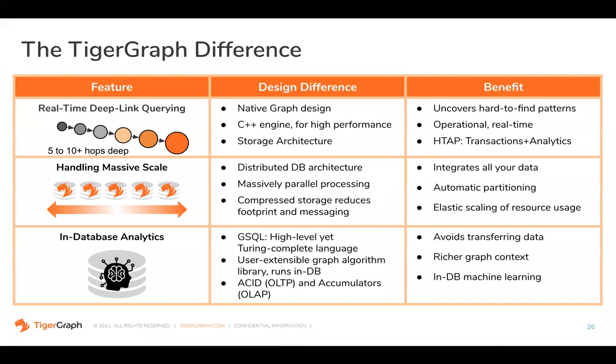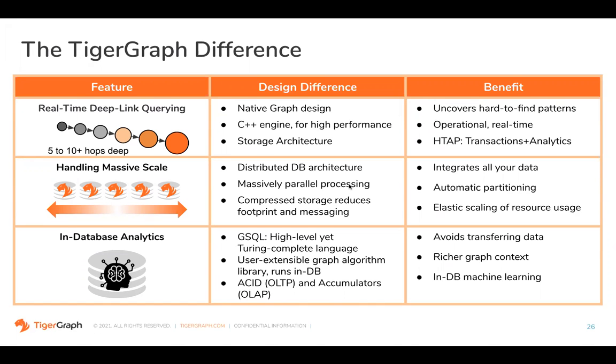So lastly, I gotta wrap up. I've reached my 30-minute limit. So why are analytical graph databases, and why is TigerGraph in particular, suitable for this sort of machine learning AI workload? It's the performance characteristics which you get from the real-time deep link querying and the ability to handle massive scale, because we're talking big data, right?